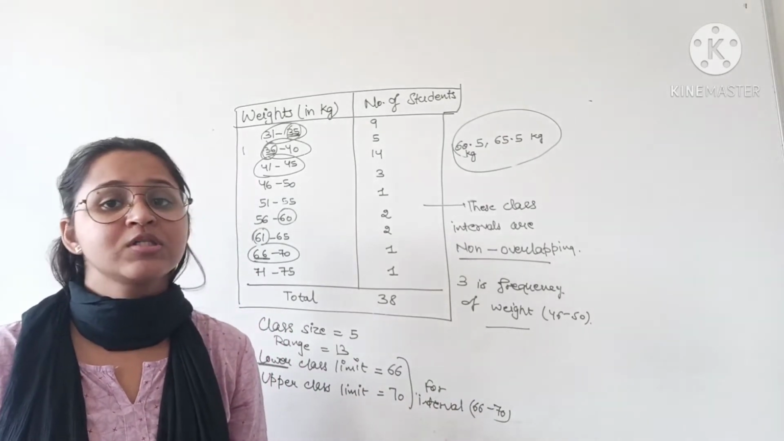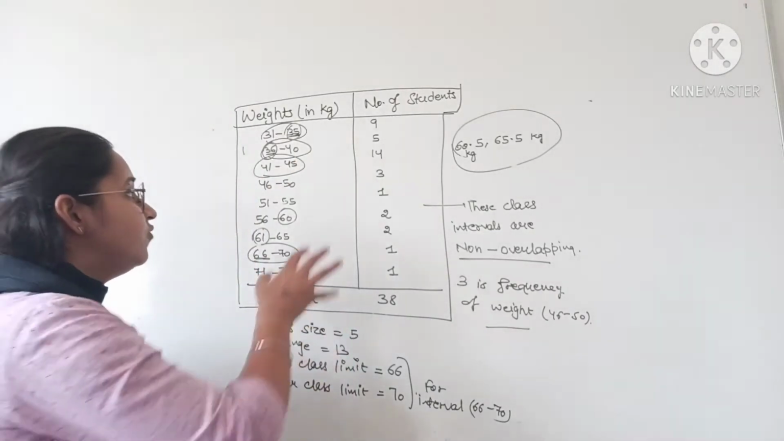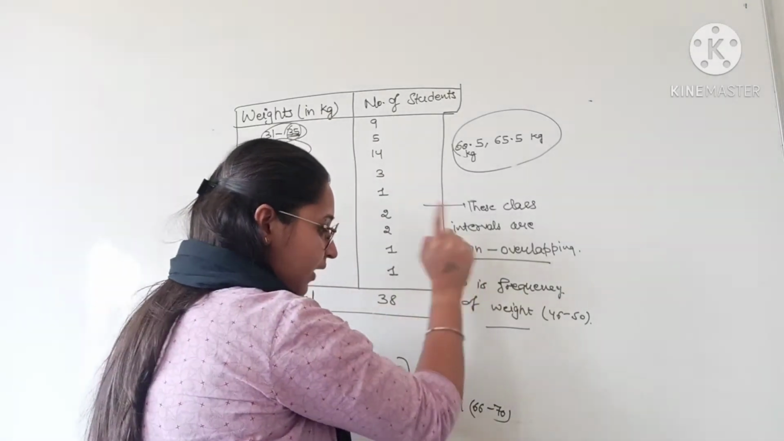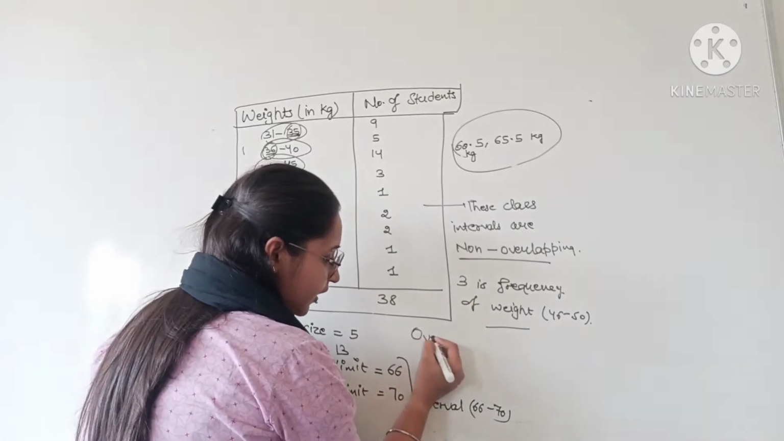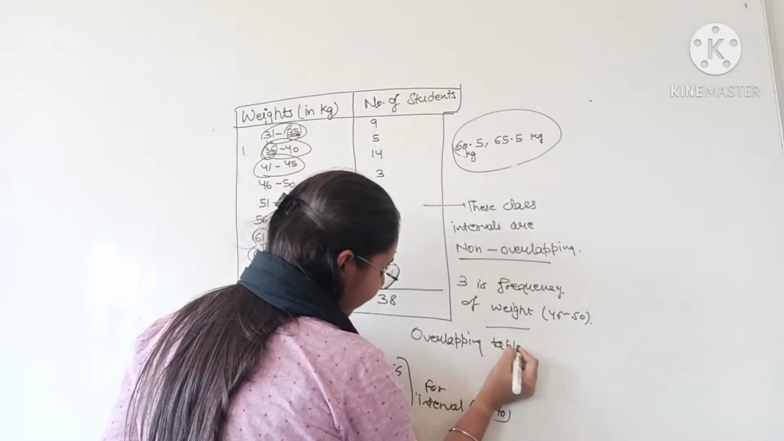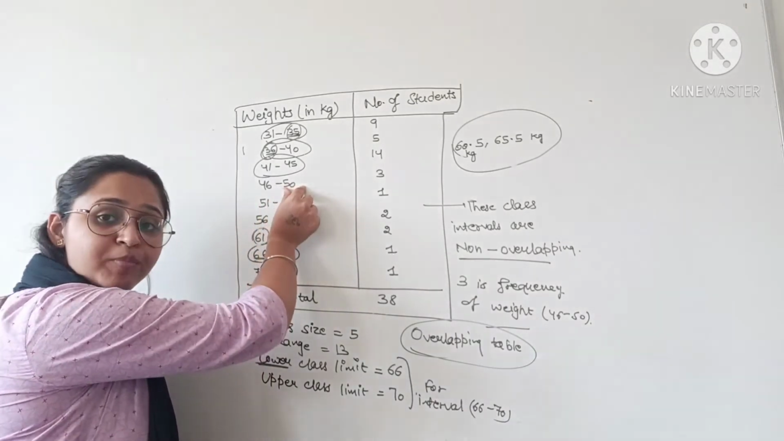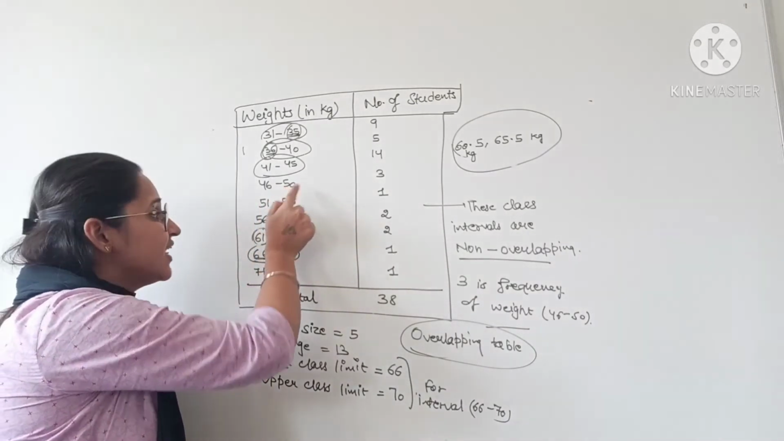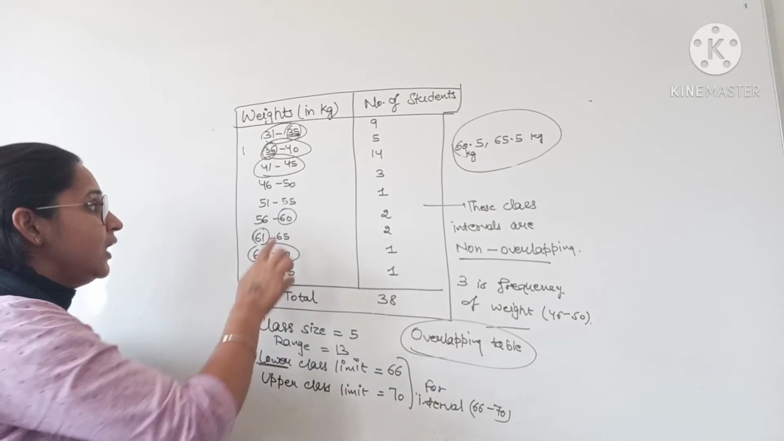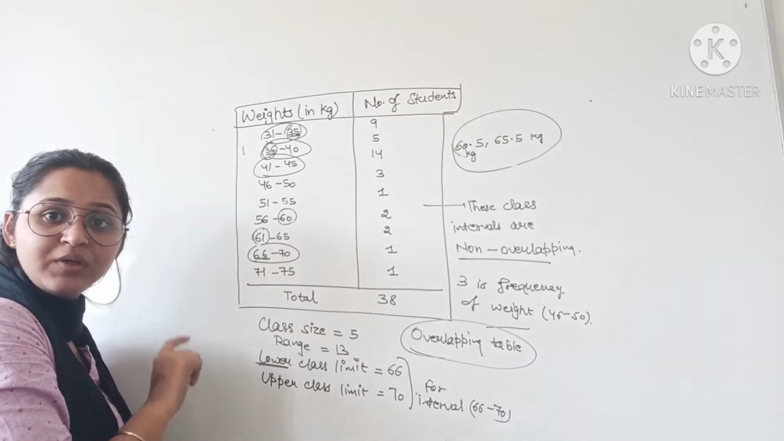Now what will I do? What is the solution? The solution is that for these types of problems, we make our table an overlapping table. This is a non-overlapping table, so I will make my table an overlapping table. Now, what do you mean by an overlapping table? Overlapping table means the upper limit of the previous class interval is the same as the lower class limit of its next class interval. It means if here it is 50, then it must be 50 here.